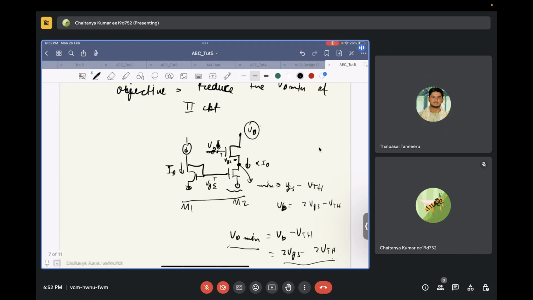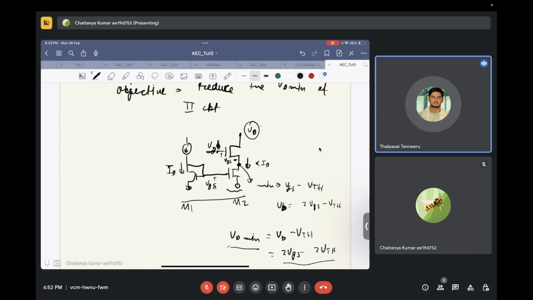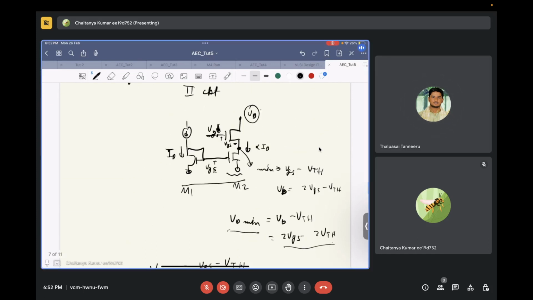So why did you need to reduce this VB in the first place? Yeah, in order to bias, right? In order to get better swing, not full swing. Ah, yes, sir. Okay. So now this voltage has come to VGS minus VTH. What can you do to bring it back?